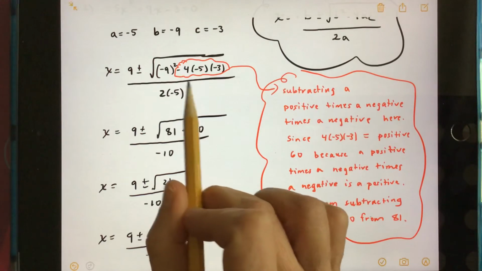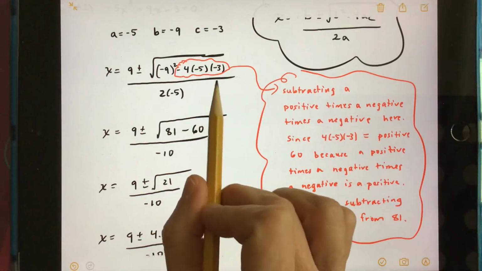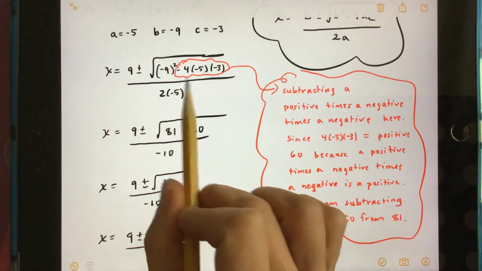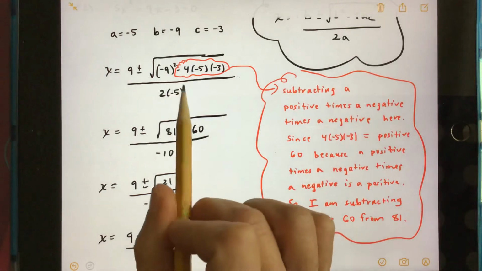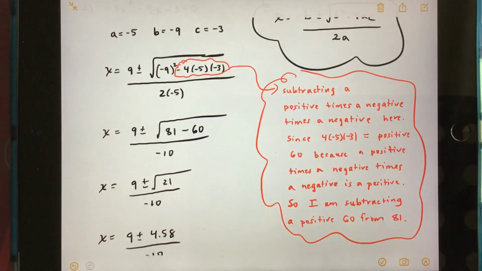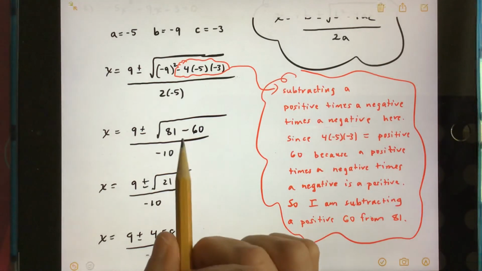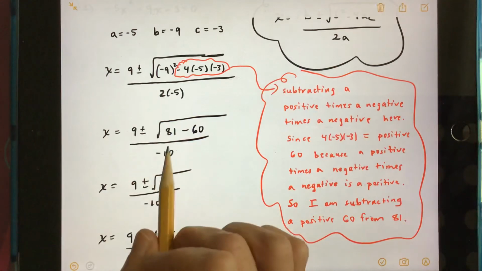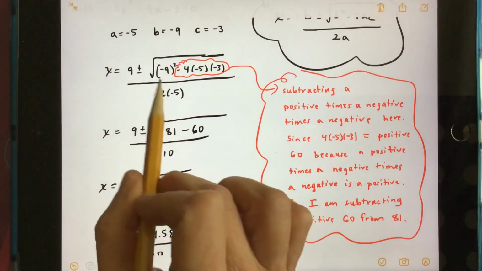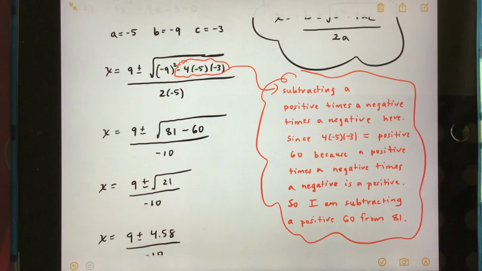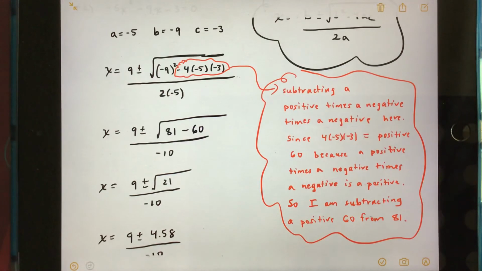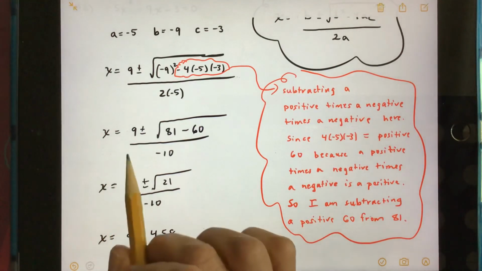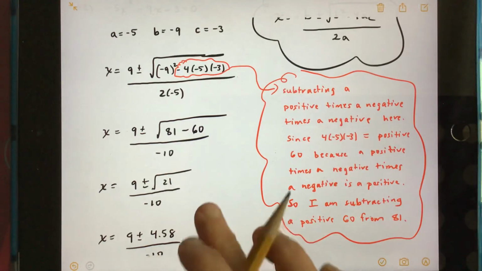So I'm subtracting 4 times negative 5, which is negative 20, times negative 3, which is positive 60. So I'm subtracting a positive 60. These two negatives cancel each other out, so I'm subtracting a 60. I count 1, 2, 3 negative or minus signs. Whenever I have an odd number of negative and minus signs, that's going to mean that I'm going to end up subtracting. So 81 for my negative 9 squared minus 60. Notice that negative 9 is in parentheses because I am squaring negative 9, which happens to turn out to be positive, but the parentheses have to be there to show that I'm squaring negative 9 and not just 9. All right, so we have 9 plus or minus the square root of 81 minus 60 over negative 10.